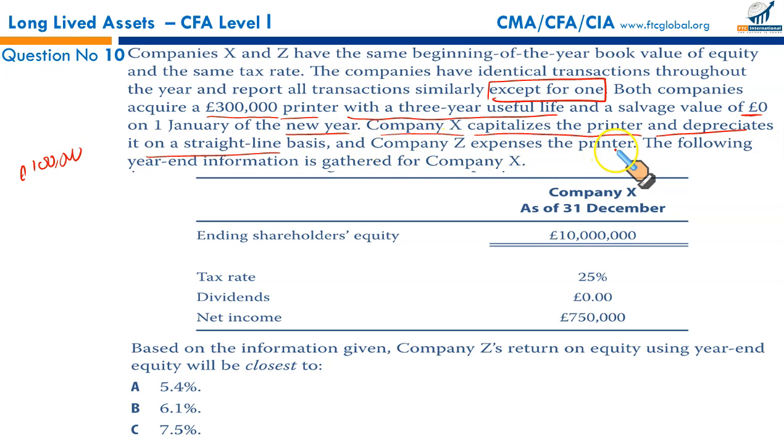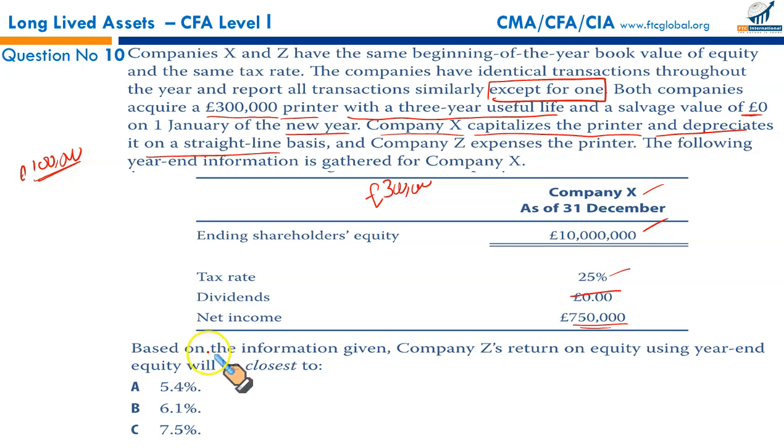Company Z expenses the printer, the whole of it. The whole £300,000 has been expensed by Company Z. The following year-end information is gathered for Company X, the company that depreciated this printer. Ending shareholders' equity for Company X, 10 million. Tax rate 25%, which is the same for both. Dividends, none. Net income for Company X is £750,000.